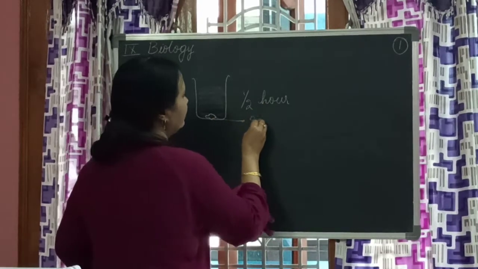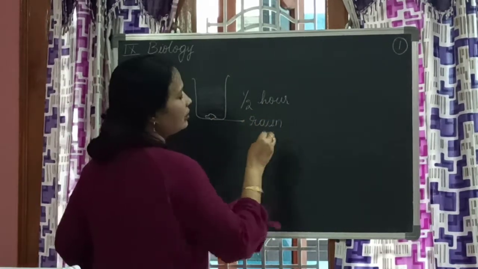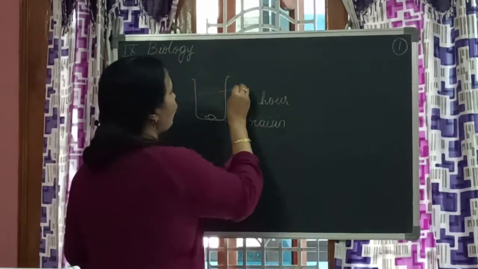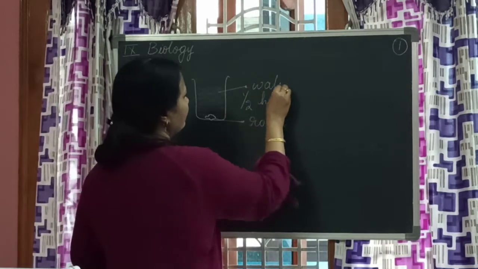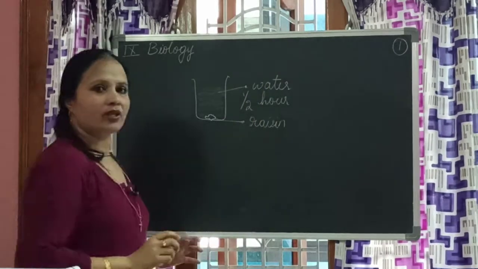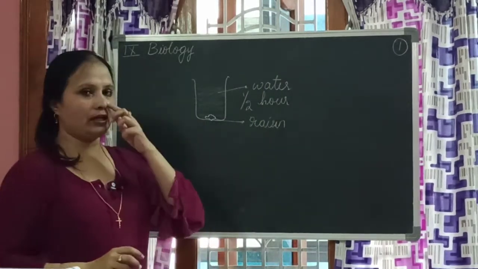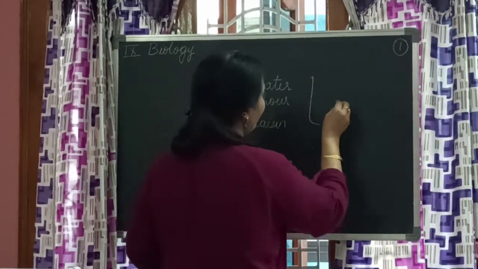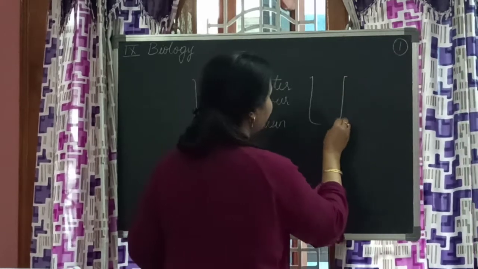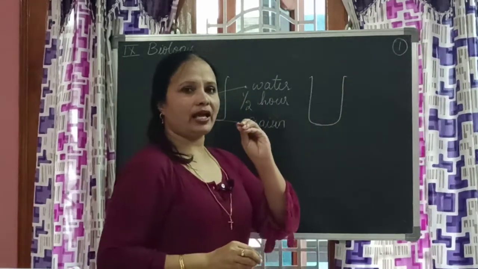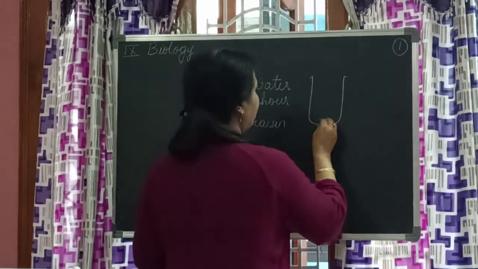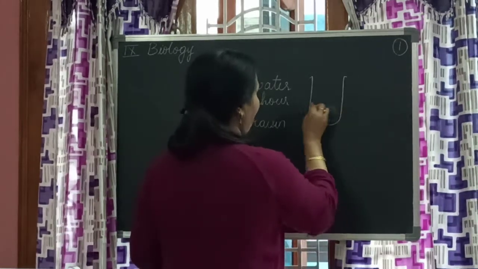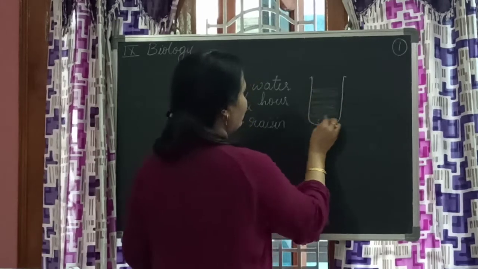This is raisin. Raisin means a dry grape, and normal water and beaker. Now leave this setup for half an hour. What do you notice? You notice that the raisin has bulged. The folded raisin is like this, and after half an hour, this is how you notice.